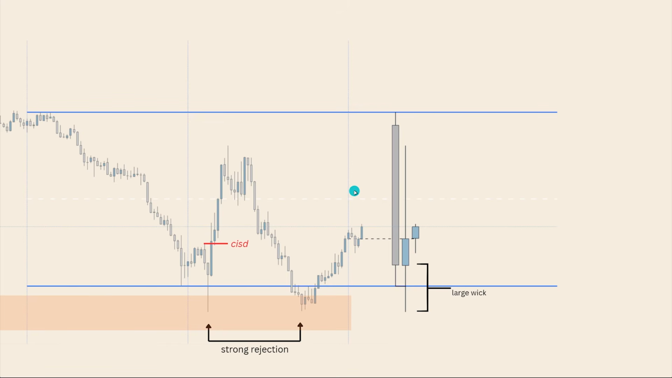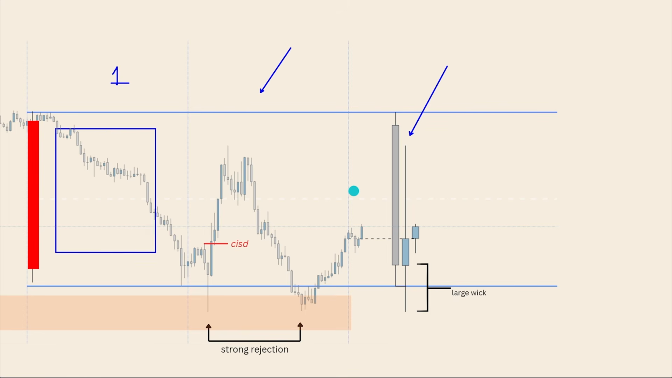I'll take a look at this example here. So just to make everything clear, this is our high time frame movement right here, and this is our low time frame movement. This is the first candle, where we see that price is extremely bearish, which leads to this extreme bearish nature to the downside here.